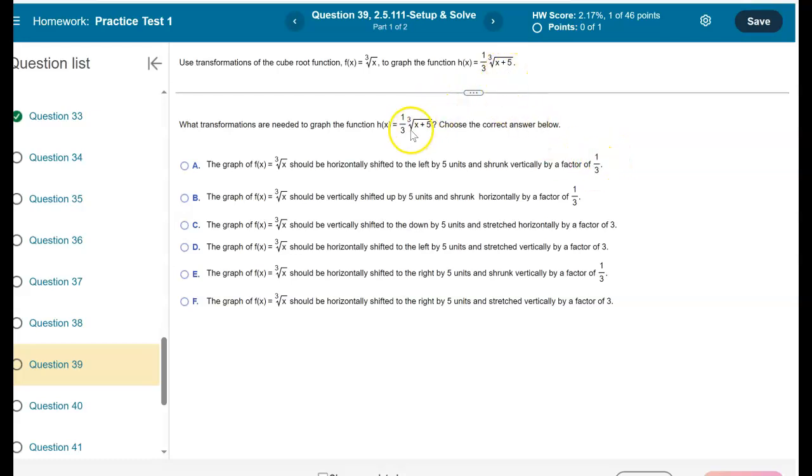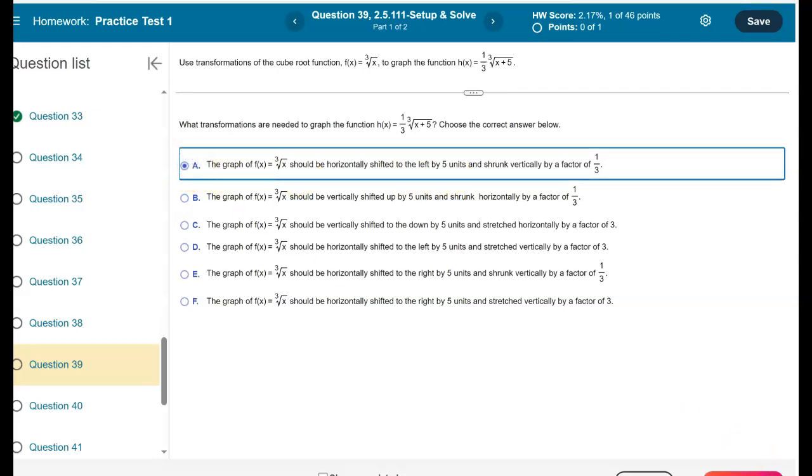And then the plus 5 here means it is shifted horizontally, because it's plus, to the left by 5 units. So the answer is letter A. Let's go ahead and check that answer.